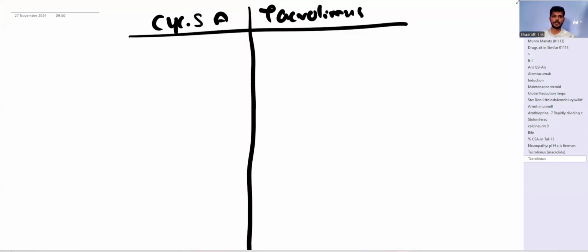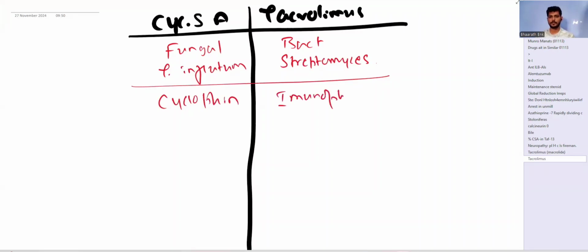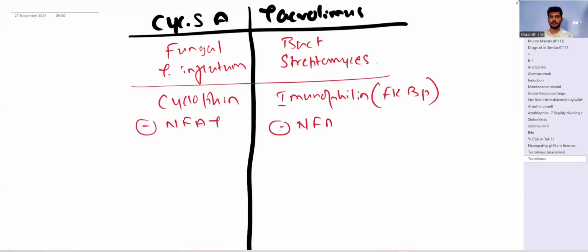Cyclosporin A is from a fungal source, T. inflatum, and tacrolimus is from a bacterial source, Streptomyces species. Cyclosporin binds to cyclophilin, while tacrolimus binds to immunophilin, which is an FK binding protein. Both of them inhibit NFAT, which eventually inhibits interleukin 2.